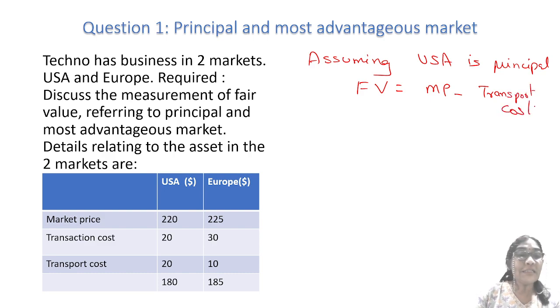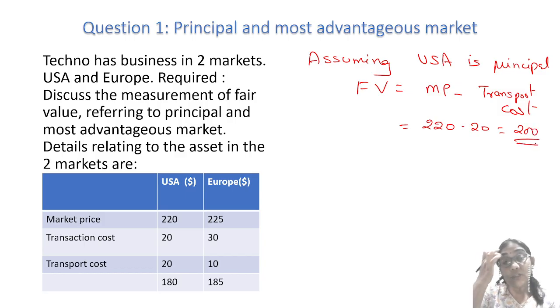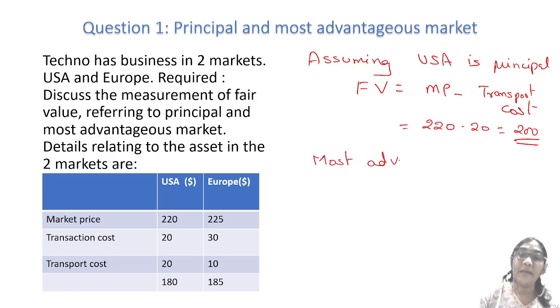You will not consider the transaction cost because transaction cost is a cost of entering into a transaction. It is not item specific. So in this case, the fair value would be 220 minus 20, the transport cost, that is, fair value would be 200.